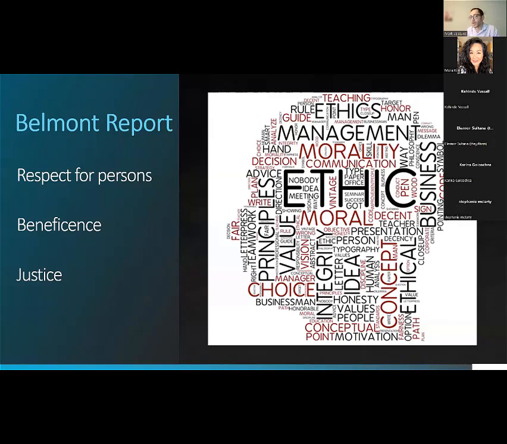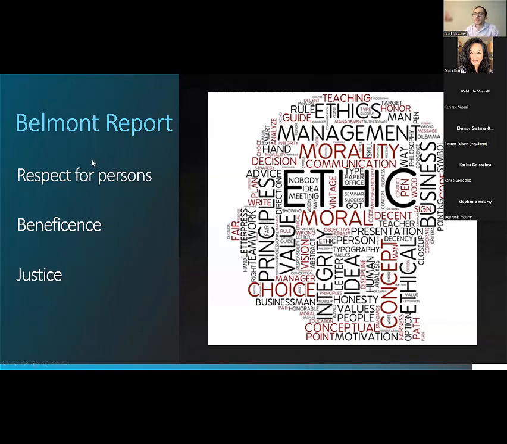It was a result of the identification of wrongdoings in research here in America. One of them is the Tuskegee research. They were studying syphilis, and they weren't consenting participants. They weren't letting them know what they had or giving them medication for it. And people died. Other people got really hurt.